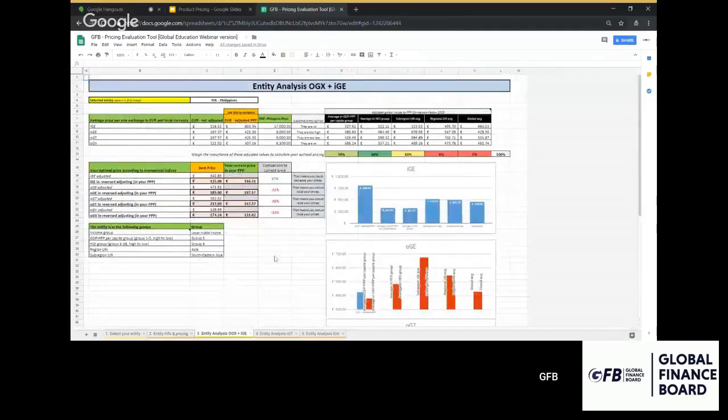Next is the entity analysis, OGX plus IGE. This amount is equivalent in euros, because euros is the currency that we use all across the network, or at least the currency that we always use when we are being charged in terms of local fees or regional fees. So that's why we always use euros, even in our GFB reports.